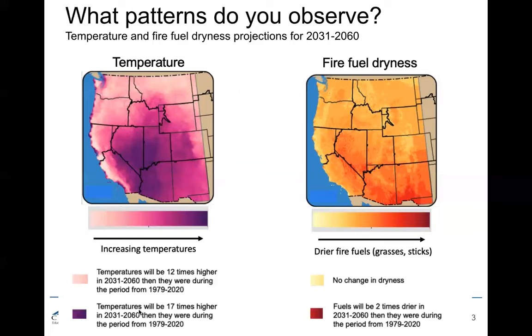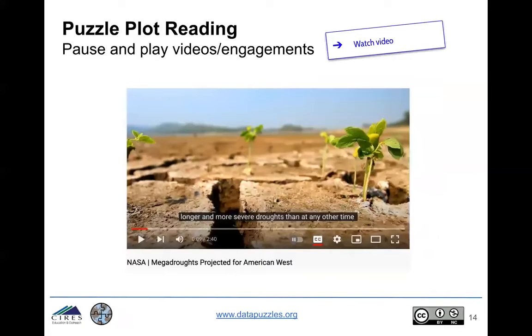So depending on who your audience is and how much detail you want to go into, the big takeaway here is that temperatures in the future are expected to continue to rise, and that's going to generate some drier fuels across the Western United States. So that figure, there are also some different videos. This particular video at the end of the text talks about how there's a future for megadroughts projected for the American West. So kind of going with that same image.